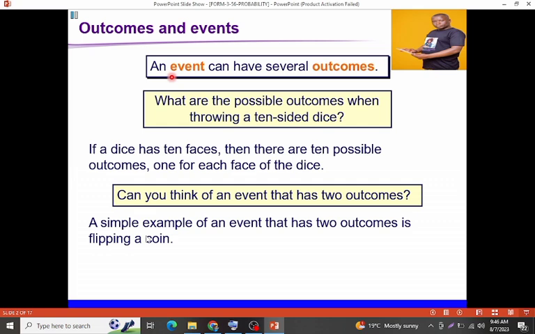A fair coin is one which does not stand on its edge, but falls on either of the 2 sides, which is heads or tails.